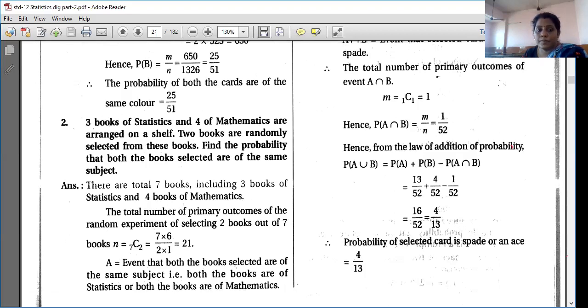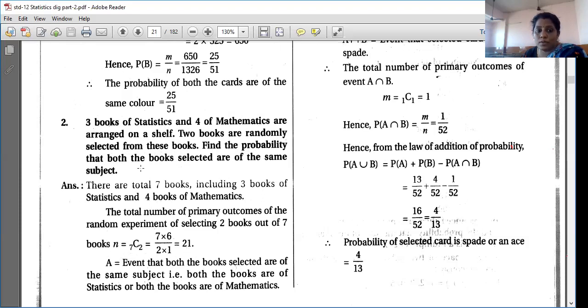Now next question. 3 books of statistics and 4 of mathematics are arranged in a shelf. 2 books are randomly selected from these books. Find the probability that both the books selected are of the same subject. Okay, so total how many books are there? 3 plus 4, 7. So how many you have to select? 2 books are randomly selected. So your total outcome, that is your n, will be 7C2. So your n comes to 21.